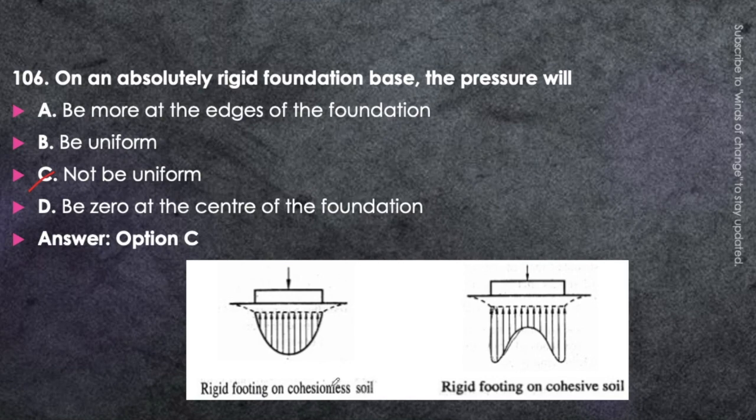We cannot be sure about it. In case of cohesionless soil, it will look like this. The pressure will be maximum at the center and zero or minimum at the ends. In case of a rigid footing with cohesive soil, the pressure at the center will be minimum and at the edges it will be maximum. So we cannot be sure about it. If the condition of the soil is given here, then only we can be sure.